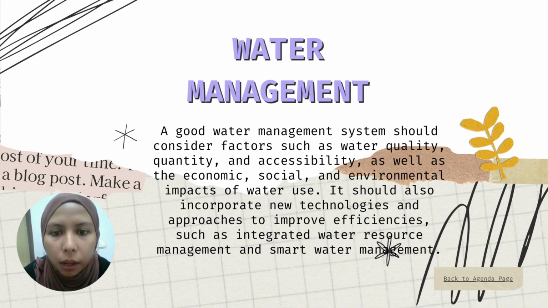Water management. A good water management system should consider factors such as water quality, quantity, and accessibility, as well as the economic, social, and environmental impact of water use. It should also incorporate new technologies and approaches to improve efficiencies, such as integrated water resource management and smart water management.